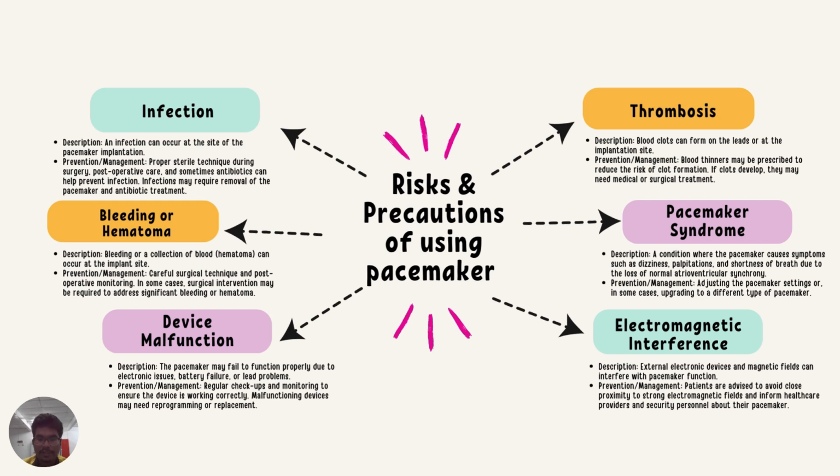The fifth one will be pacemaker syndrome, a condition where the pacemaker causes symptoms such as dizziness, palpitations, and shortness of breath due to the loss of normal atrioventricular synchrony. So the precaution that we can take is adjusting the pacemaker settings or, in some cases, upgrading to a different type of pacemaker. And the last one will be electromagnetic interference.